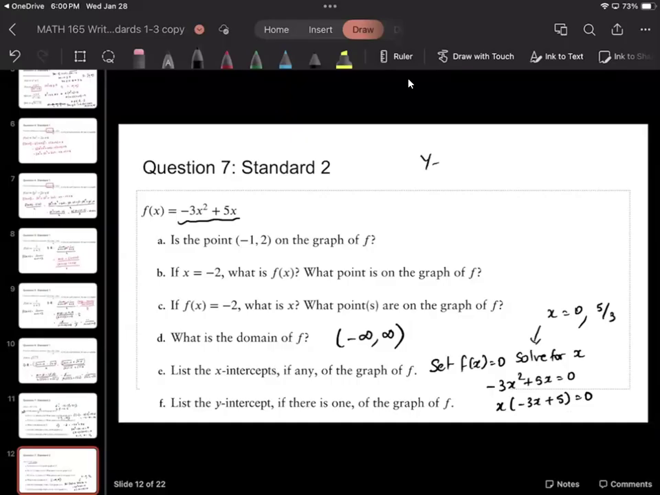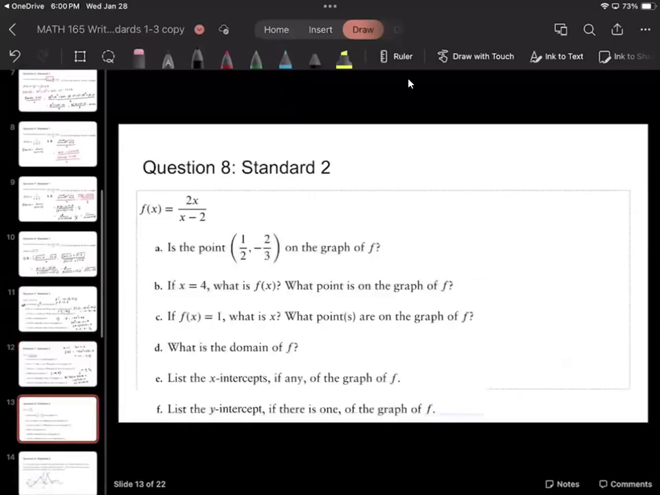Now to find the y-intercept, you will set x equal to 0. So basically f of 0 is the y-intercept. If I make this 0, what do I have? I have 0. So the y-intercept is (0, 0). Okay. So to find the y-intercept, you set x equal to 0. To find the x-intercept, you set y or f of x equal to 0. Okay, now we're going to do the same thing here.